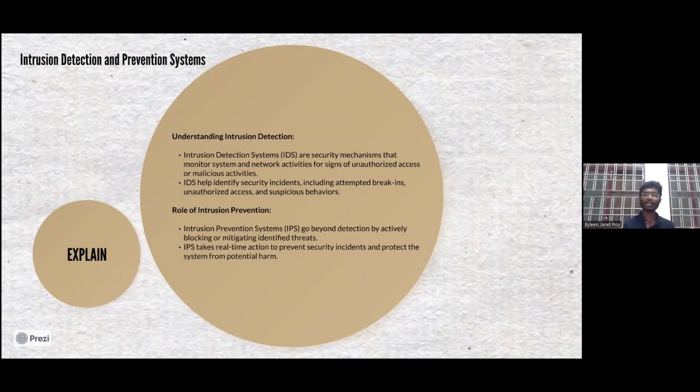Is it possible for me to detect such intrusion in the cyber security sector and prevent such things? Yes, of course. As said earlier, an intrusion system is nothing but a monitoring system of the network activities, looking for signs of any unauthorized access and so on. It helps us identify security incidents and attempts to break in, unauthorized access and so on. And its role, when it goes beyond detection, is to block off the connectivity so that the problem can be avoided and so on.